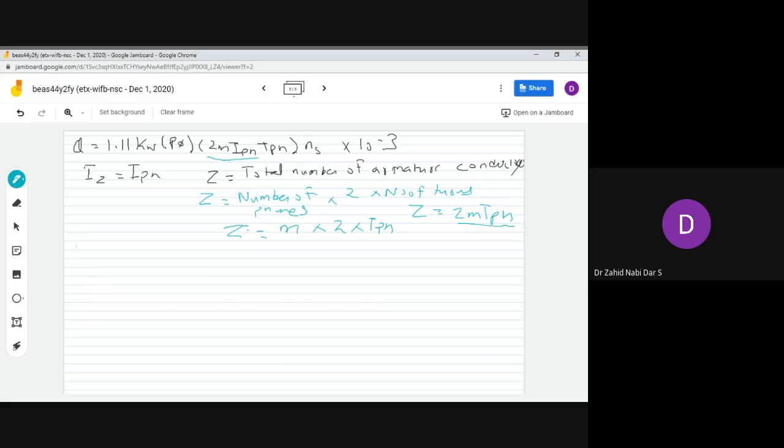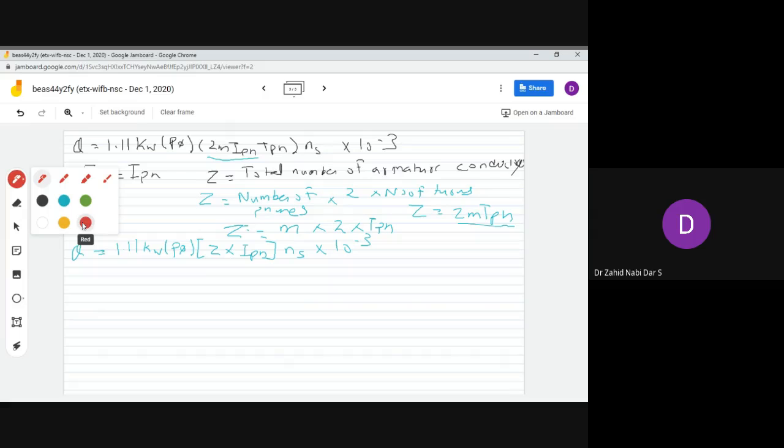So again the equation will change. 1.11 kW phi, this will become Z, in place of 2m T phase, Z into I phase, into ns into 10 power minus 3. So the equation is changing.